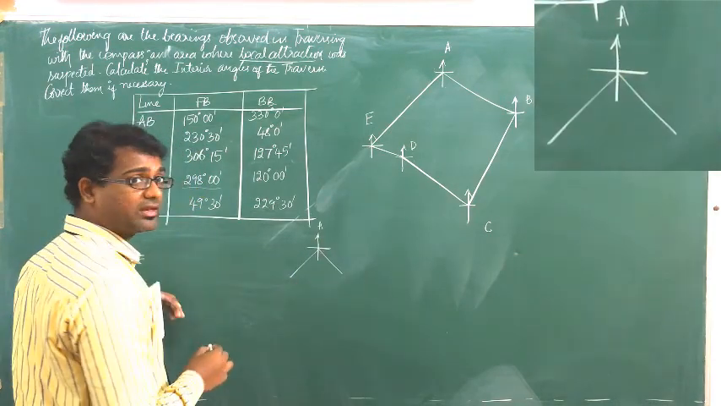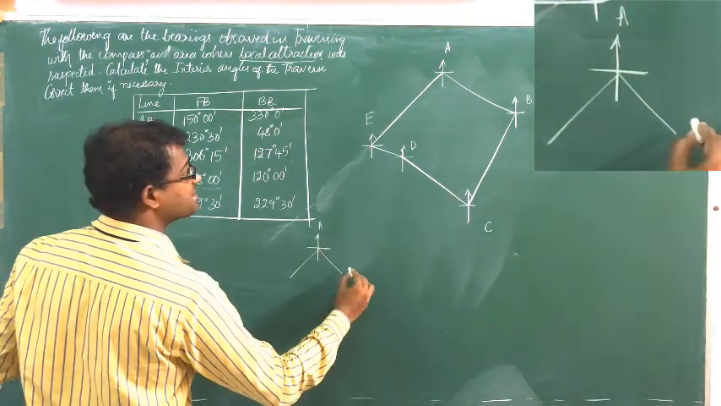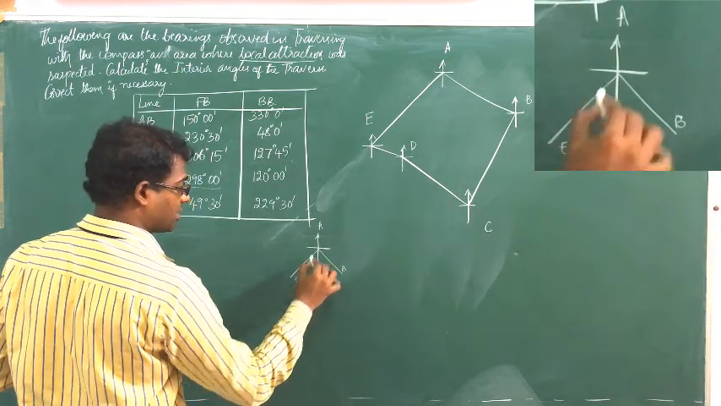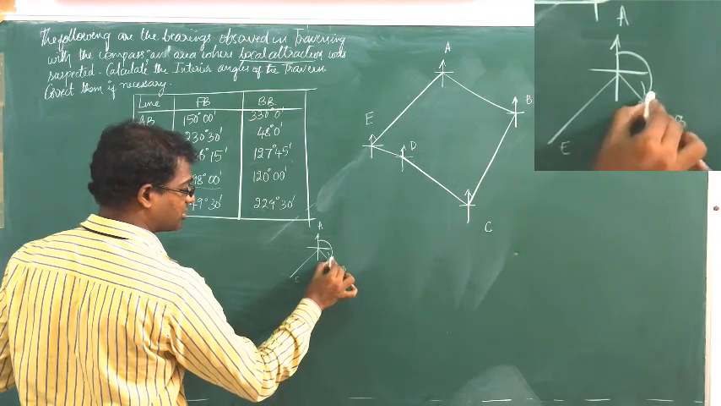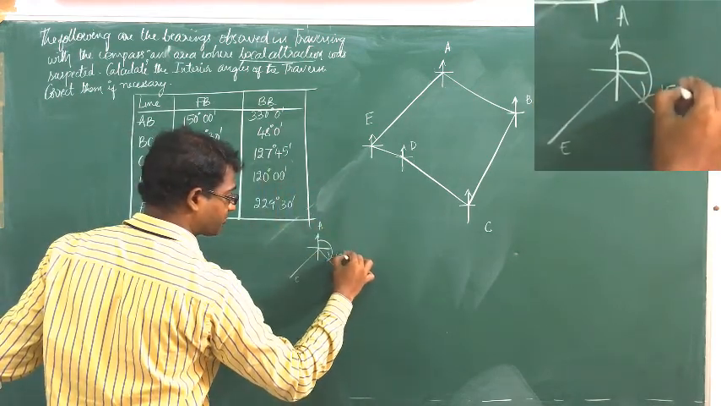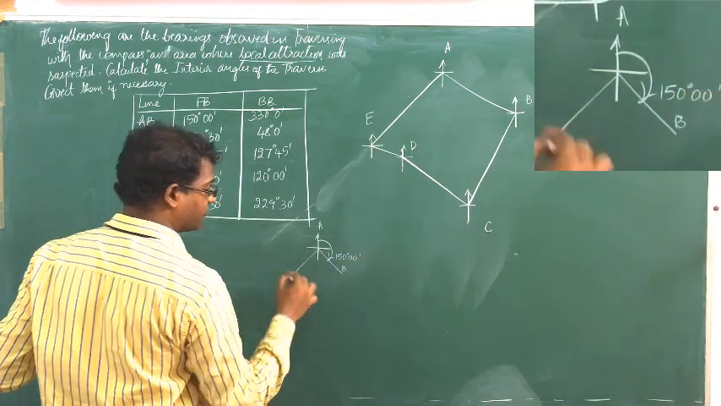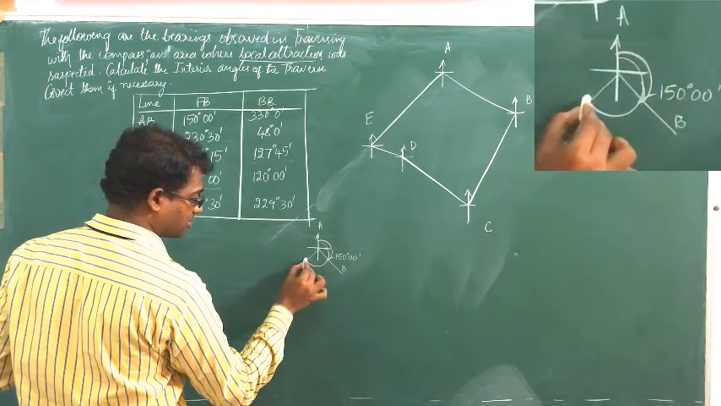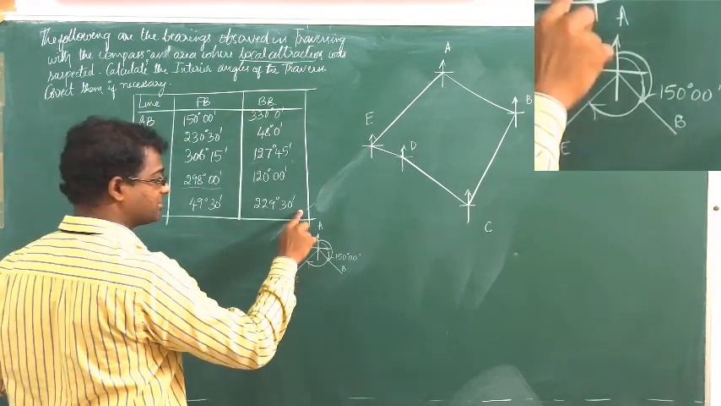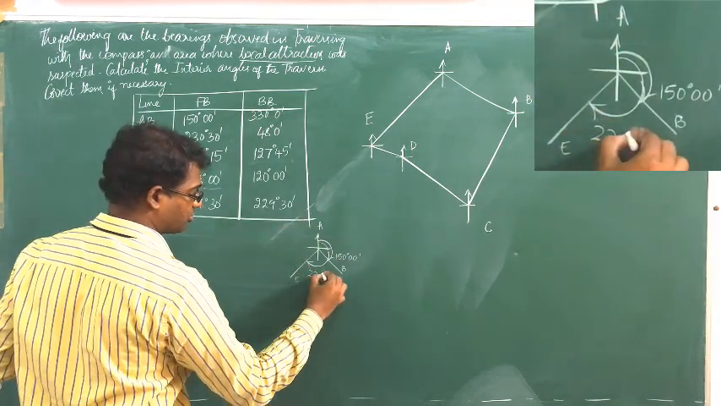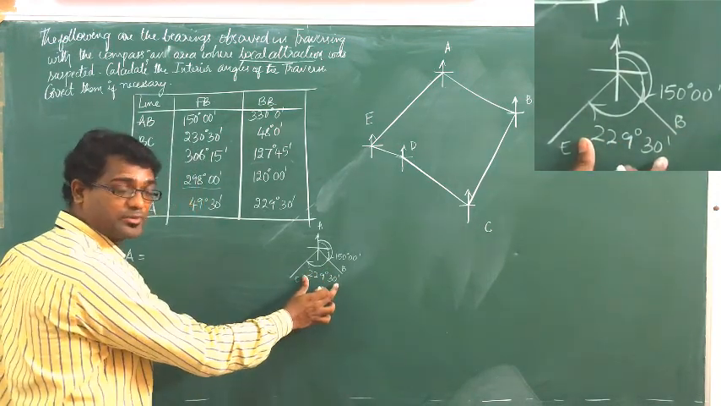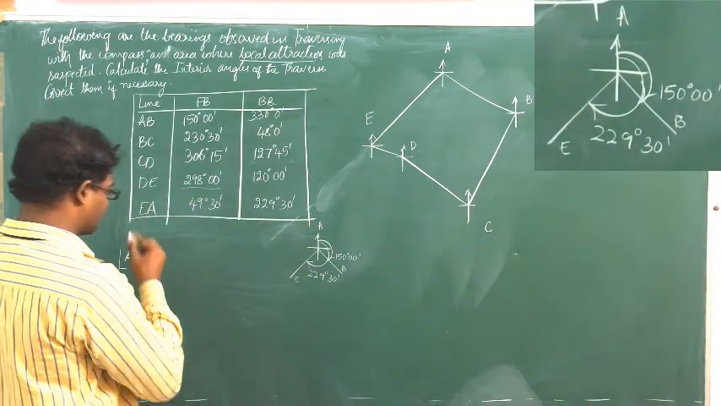Now, you know the bearings, note down the bearings. This is B and this is going to E. Now from A to B is 150 degrees. And from A to E is back bearing 229 degrees 30 minutes. So from 229 degrees 30 minutes, if I remove 150 degrees, I'll get angle A.